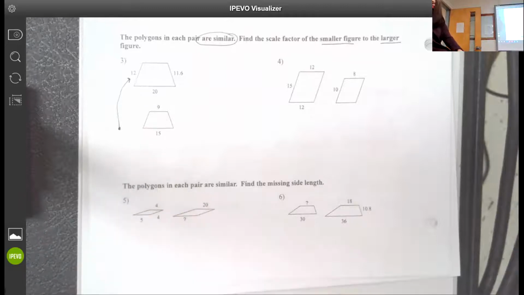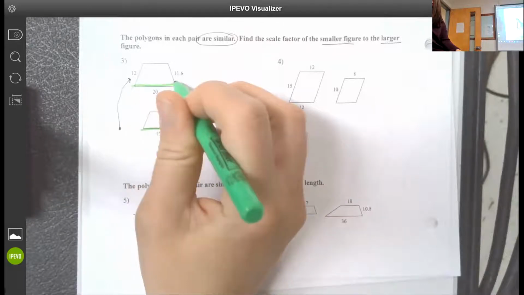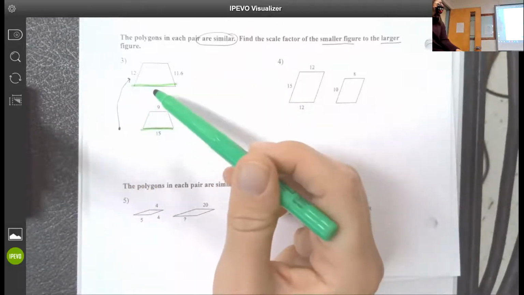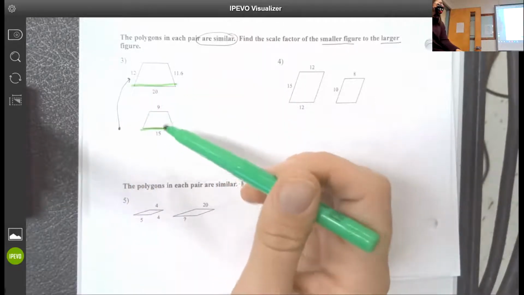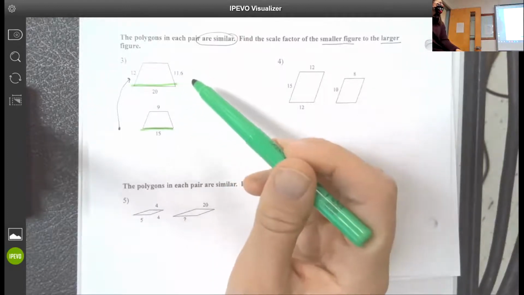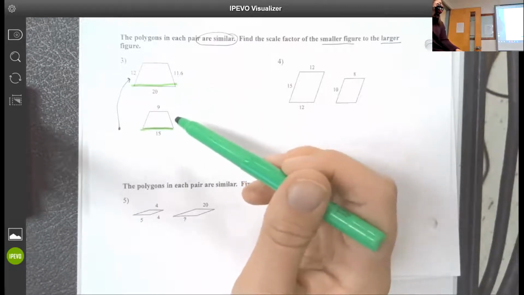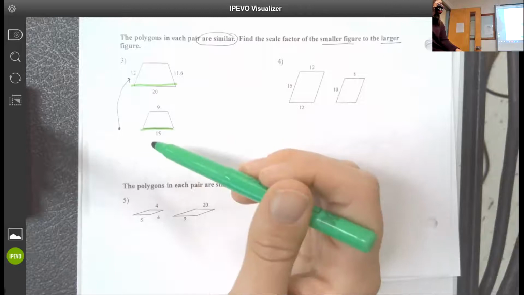15 and 20. So I have to go with this side because they both have a numerical value. I can't use 9 because I don't have a match up here. I can't use 11.6 because it's a decimal, but also because there's no match here. I can't use 12 because there's no match here.